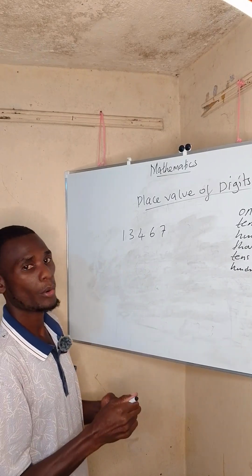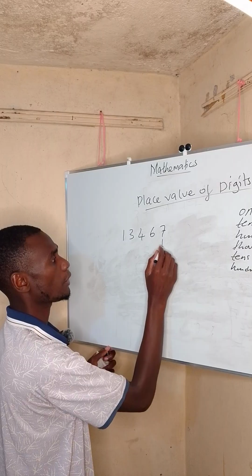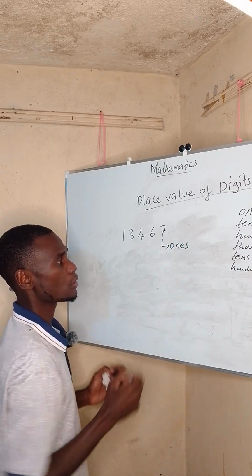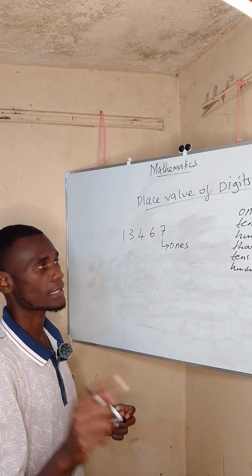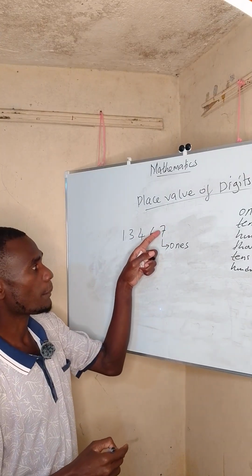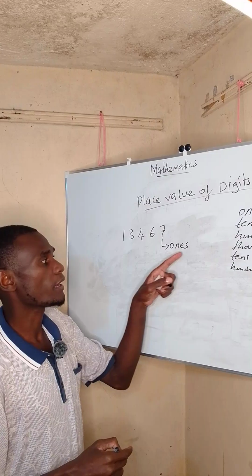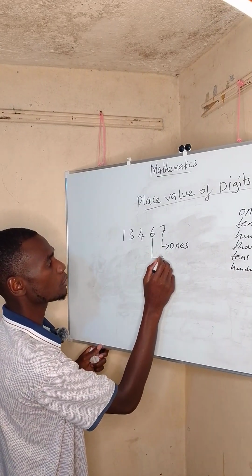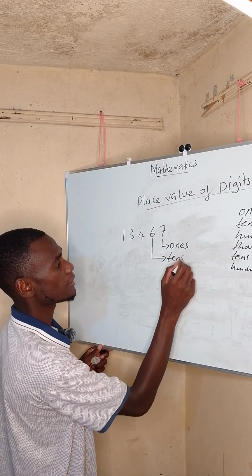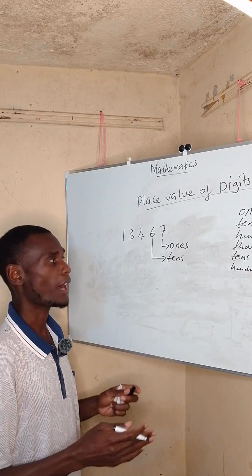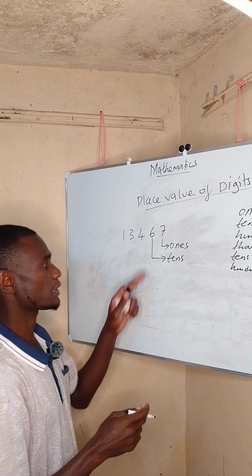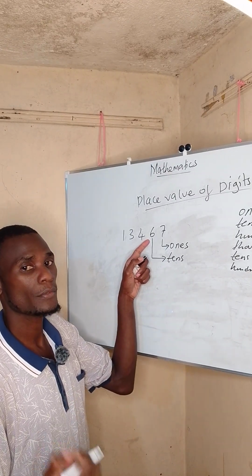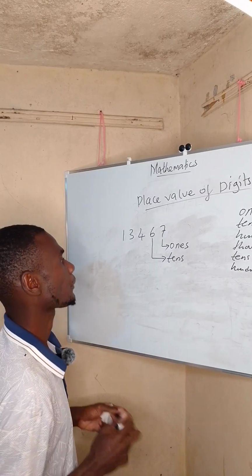So the first number on the right is what we refer to as ones. So it is in the place of ones. So the place value of number 7 or digit 7 is ones. Immediately after ones, we move to tens. That is the second number after ones. So that is referred to as tens. And therefore, 6 is in the place value of tens.